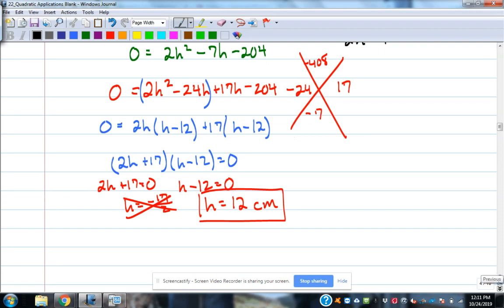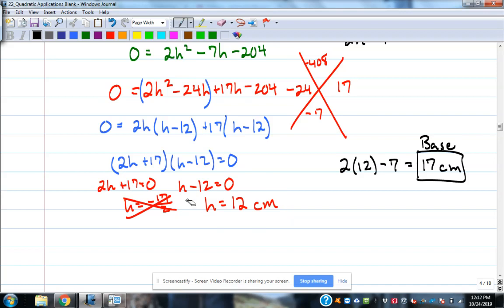So they asked us to find the length of the base. We found the height, so the length of the base would be 2 times 12 minus 7, which is 17 centimeters. This is our base, and that's what they're asking for. So the 12 centimeters is really not my answer. The 17 is.